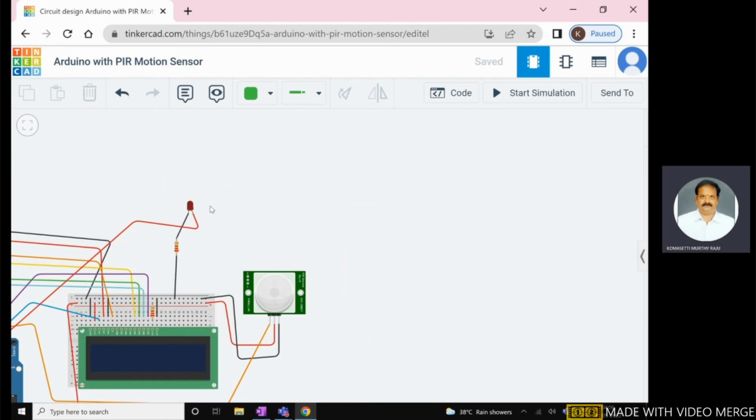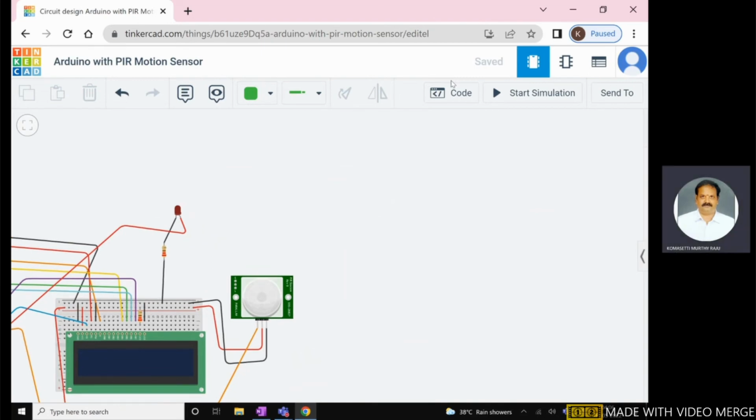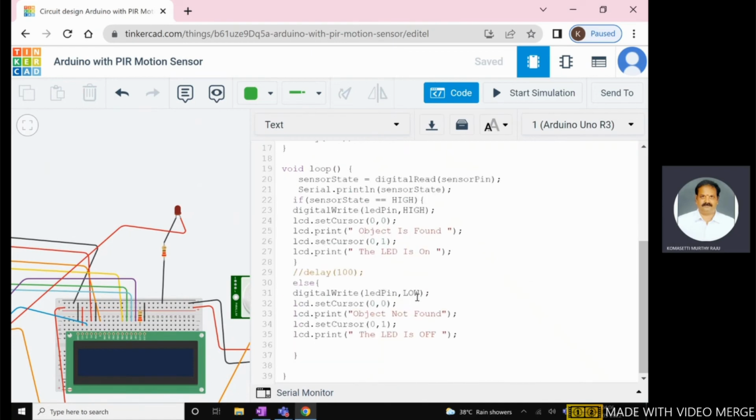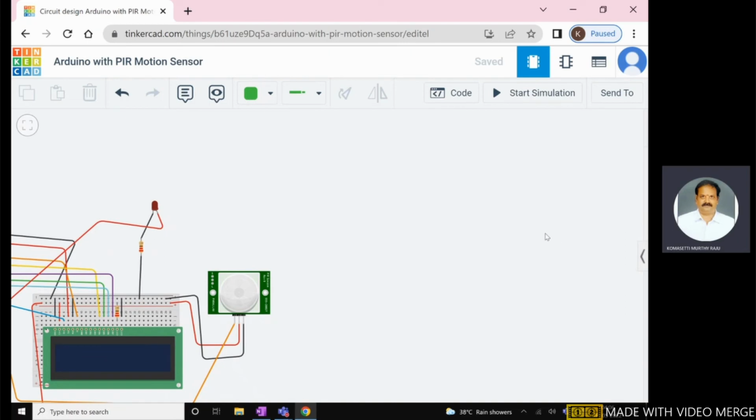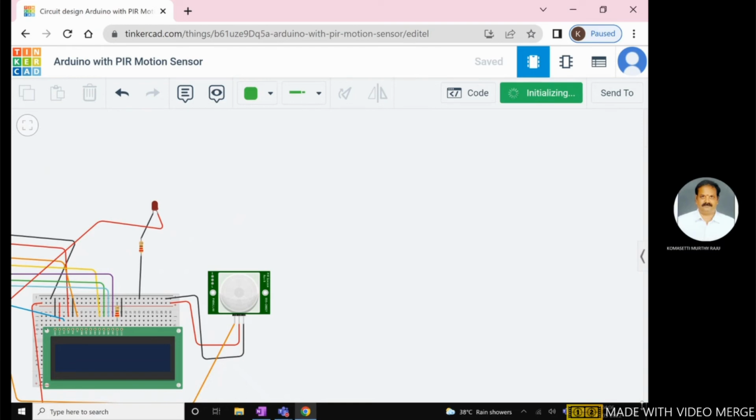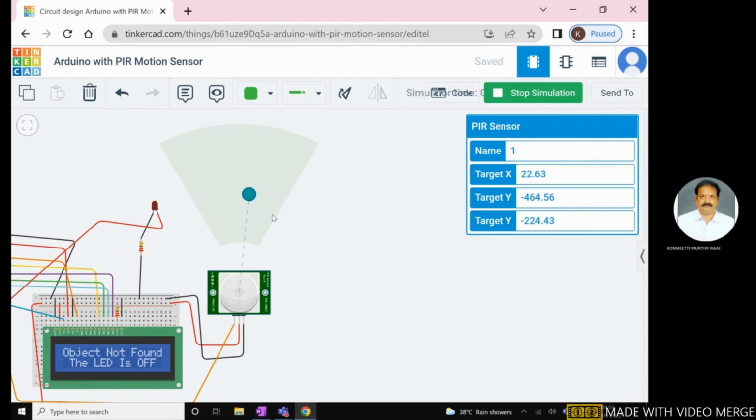When the LED is on, the object is recognized. When the LED is off, the object is not recognized. I have already explained the code clearly, so I do not need to explain it again. Start simulation. The object is not found. The LED is off. The object is found. The LED is on.